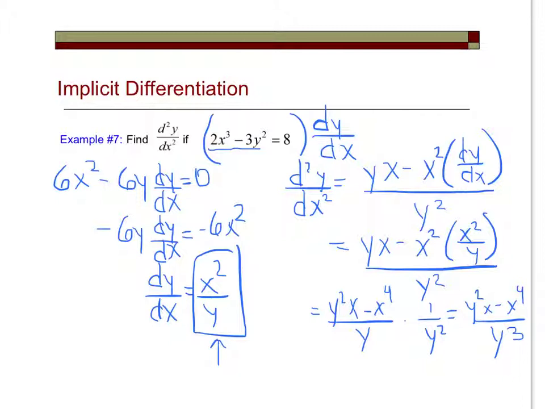Okay? Let's see. I think that's right. Or did I make a mistake somewhere? Seems like I made a mistake. Oh, darn it. I did. Did you see my mistake? At the very beginning, what's the derivative of x squared? It's not x, it's 2x. I'm so sorry. So this should be a 2x. So I end up with 2 y squared x minus x to the fourth all over y cubed. There we go. That's more like it.